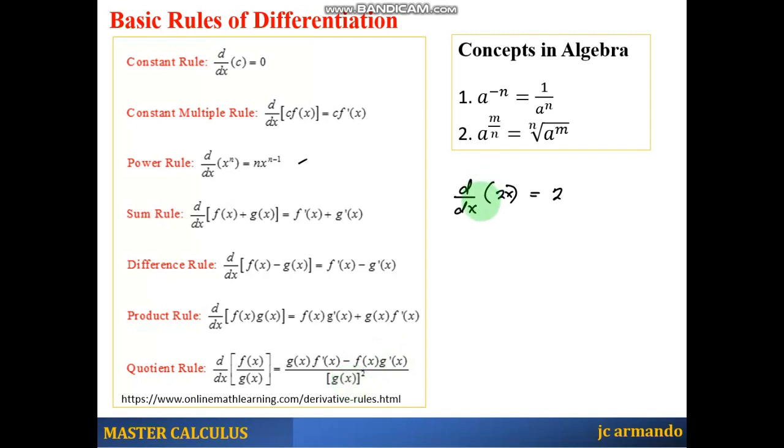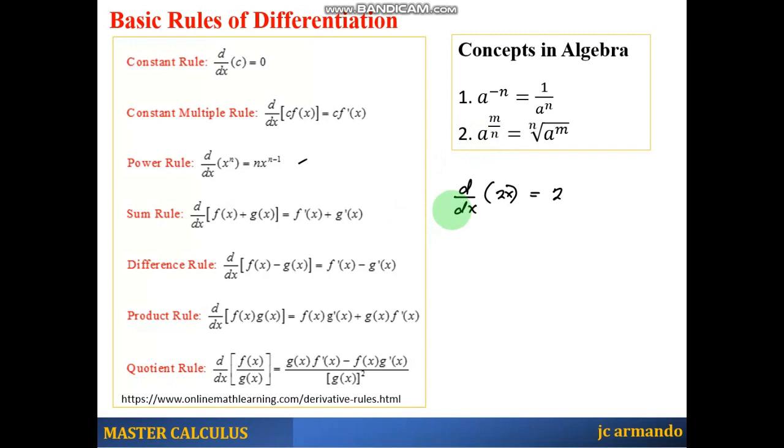Okay, we have a rule here from algebra that a raised to negative n equals 1 over a to the n. This is important. This is the negative exponent principle. Then, we have the radical or the fractional exponent. So, a raised to m over n is just equal to the nth root of a to the m. Okay?